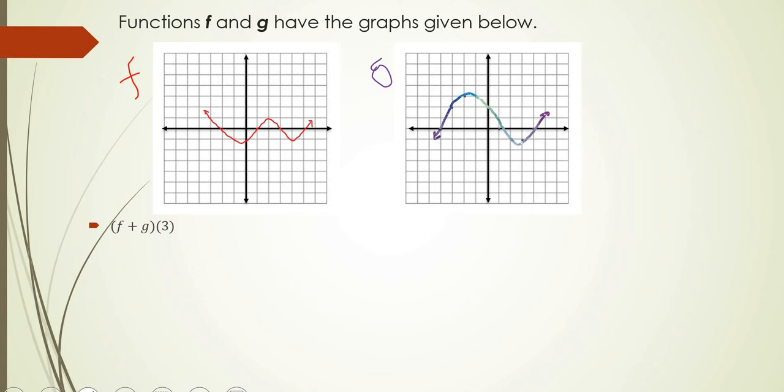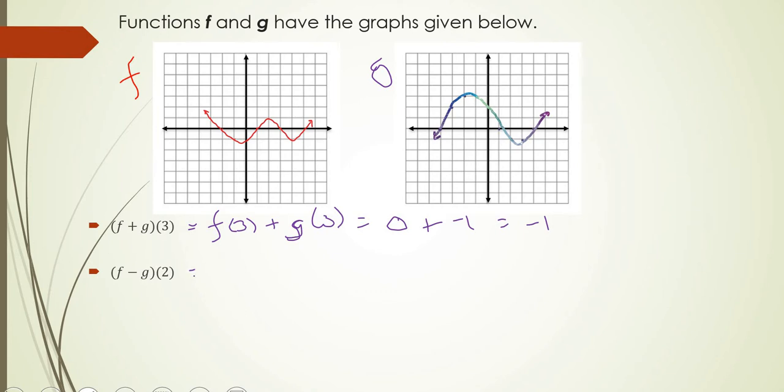So f plus g of 3. As we said, this is going to be f of 3 plus g of 3. I apologize, I don't have my good stylus with me, so it's going to be a little bit hard sometimes. I'll try and keep it as neat as I can. So f of 3, on the f function, I go over to 3 and I see that that is 0. On the g function, when I go over to 3, I see that it is -1. So f plus g of 3 is -1.